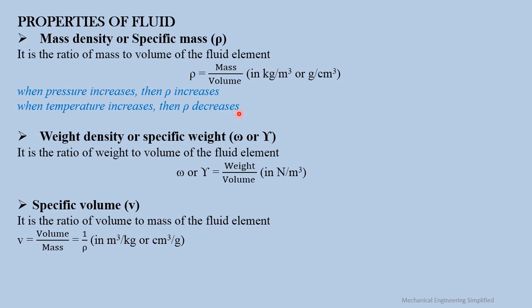Then another property known as weight density or specific weight, denoted by omega or simply gamma. It is the ratio of weight to volume of the fluid element, given by weight by volume. The unit is Newton per meter cube. Then specific volume: it is the ratio of volume to mass of the fluid element, that is volume by mass. This is the reciprocal of mass density or specific mass. The unit is meter cube per kg or centimeter cube per gram. Then we will move on further.